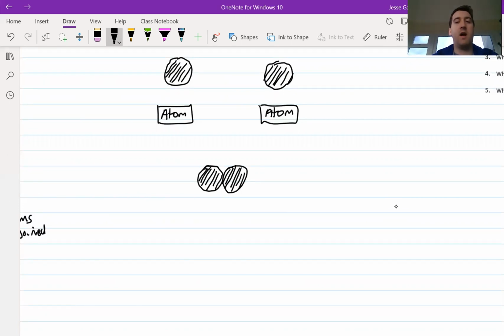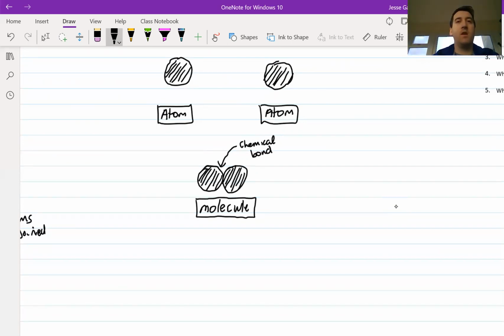What do we call this particle? Speak your answer on three, 1, 2, 3. Okay, you should be saying this is a molecule. Well done. If you said molecule, good job. It's a molecule because it's a group of two or more atoms that are chemically joined. Remember, they are stuck together. This shows a chemical bond.